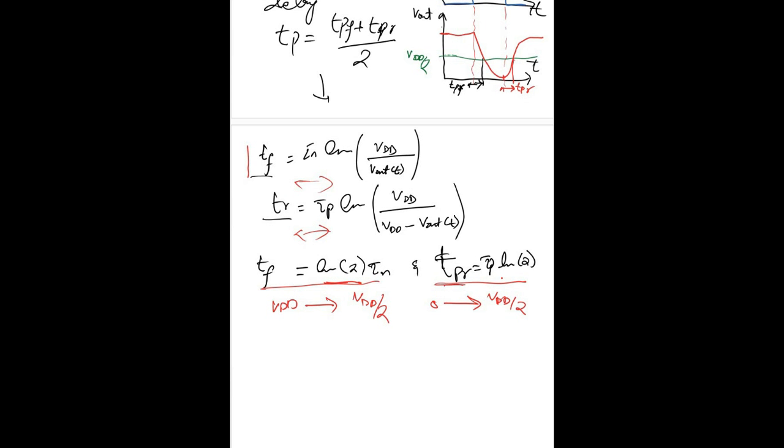So the final expression of our propagation delay would be TP is equal to 0.35 times tau n plus tau p. So this is our final expression for propagation delay, but this expression is basic information, it provides basic information of delays in logic circuits.